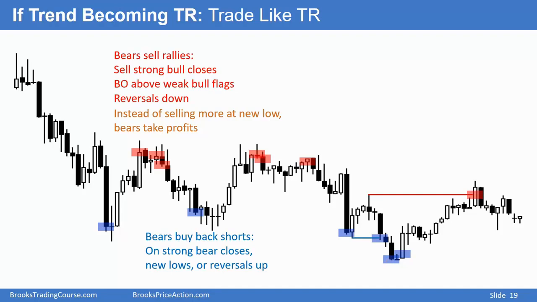And bulls will do the opposite. They know the bears are taking profits, and they know the probability that this will become a strong bear trend is low. Remember my 80% rule. 80% of the time, if you have a trading range and you have an attempt at a strong bull breakout or a strong bear breakout, it will fail and reverse.